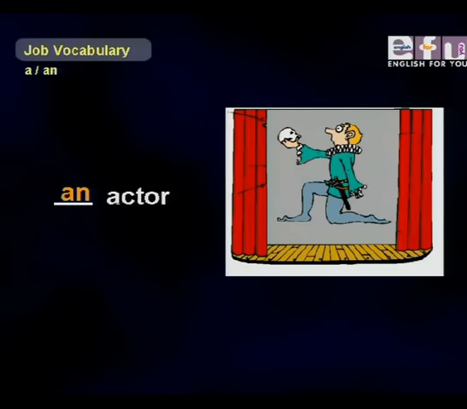Now, Lisa. My name is Lisa Roberts. I'm a doctor. I'm 27 years old. I'm from Hamburg, Germany. I like the cinema. I speak German. I speak English. Yes, you do. Thank you, Lisa.